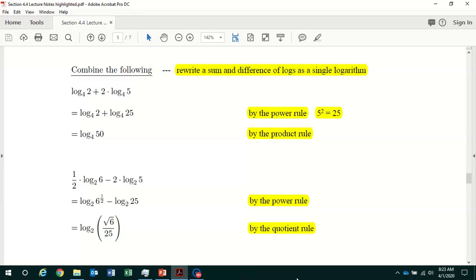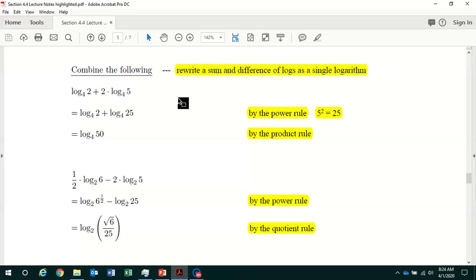Class, in this video we continue our discussion of section 4.4, laws of logarithms. In this video we'll be starting at the top of page 5 of your lecture handout. We are going to, in this video, combine logarithmic expressions.